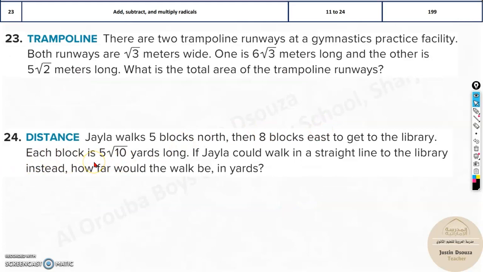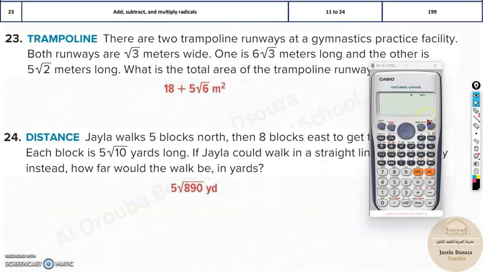Okay, then we have some real world problems. These are again the same because you're just adding or multiplying. Now you can see over here, there are two trampoline runways at a gymnastics practice facility. Both runways are root 3 meters wide. One is 6 root 3 meters long and the other is 5 root 3 meters. What is the area? Now, how do you find the area? Area is multiplication. So this is the length and you just multiply it over here. Let me do it in the calculator. But now here you must remember one thing.